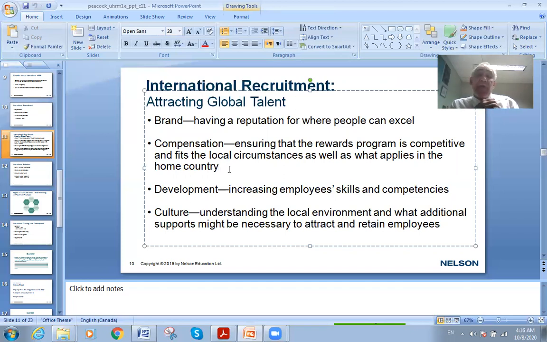So the duties of the human resource management are getting greater and bigger and larger because of what? Because of the international recruitment. Development, increasing employees' skills and competencies. Competencies means efficiency. Culture, understanding the local environment and what additional supports might be necessary to be taken. Okay, so the culture, because we said the culture makes differences, and those differences will increase the duties for the human resource management.